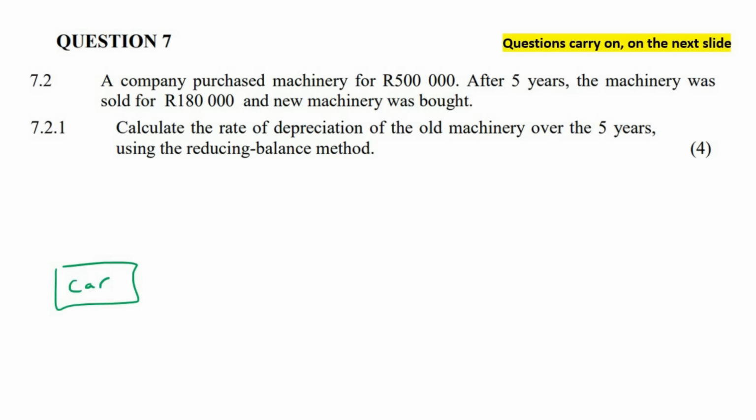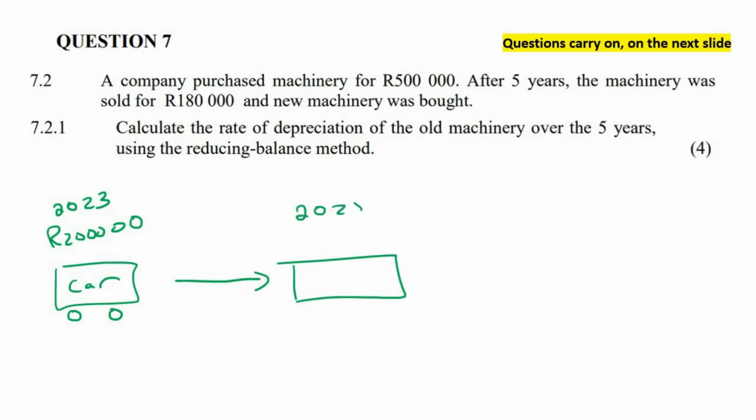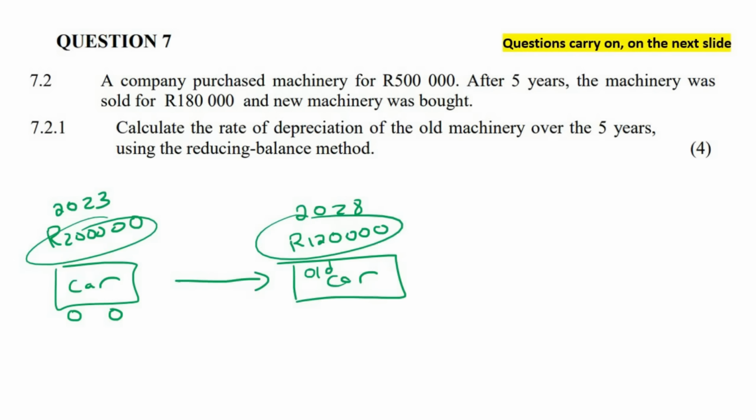This is a car, and it is currently worth 200,000 Rand. You've just purchased this car brand new in the year 2023. What will happen to the value of your car over the next 5 years? In 2028, when you try to sell your car, are you going to sell it for more than 200,000 or less? Much less. Typically it'll depreciate by 40%. Let's say it'll be worth 120,000. That's your old car. Now, why did the car become worth less? Well, it's called depreciation.